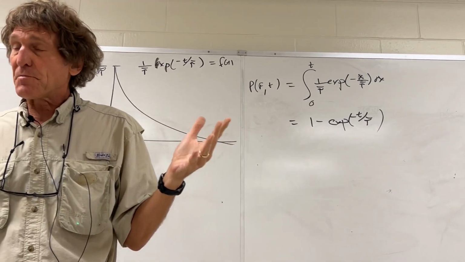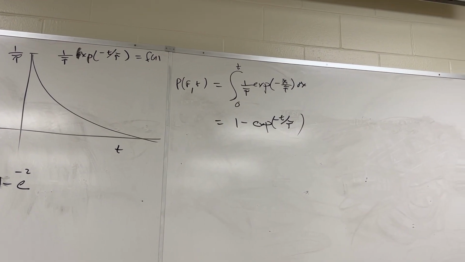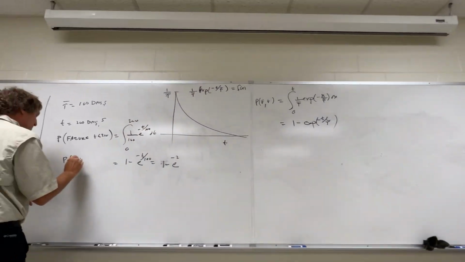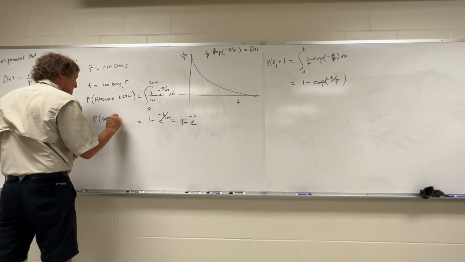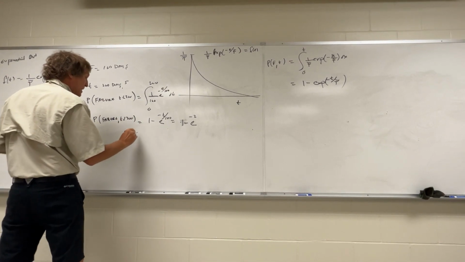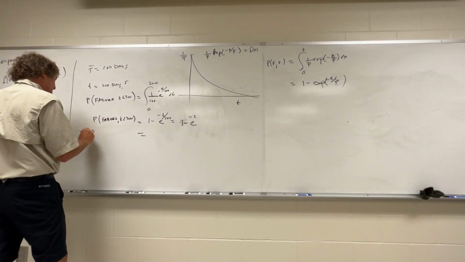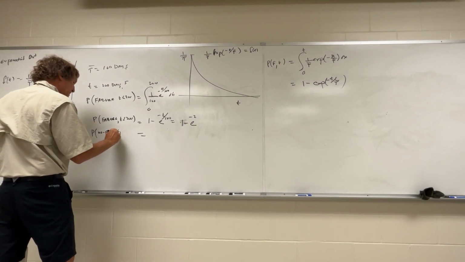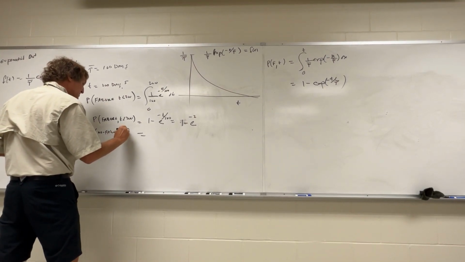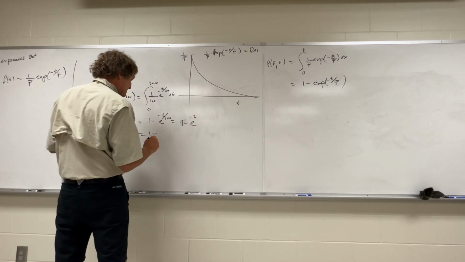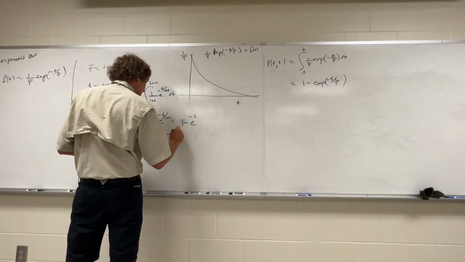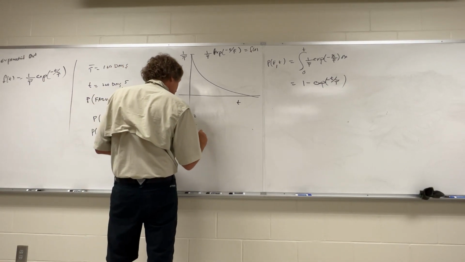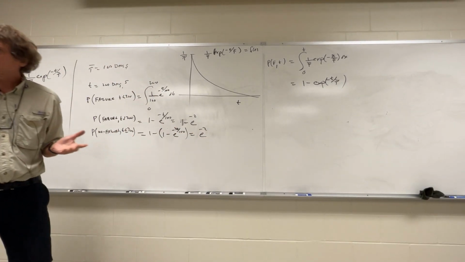Y'all with me? So the probability it doesn't fail is 1 minus that. All right, this is the probability of a failure for t less than 200. And that means the probability of no failure, for t less than or equal to 200, is just 1 minus this, or 1 minus 1 minus e to the minus t over 100, or actually 200 over 100, so it is just e to the minus 2. Y'all with me on this? This is not hard to see.